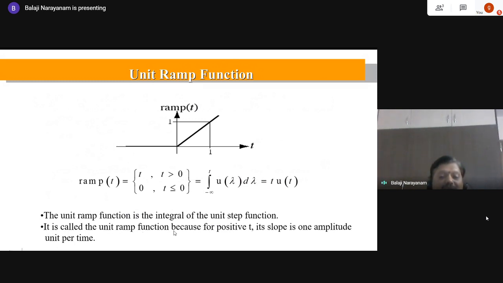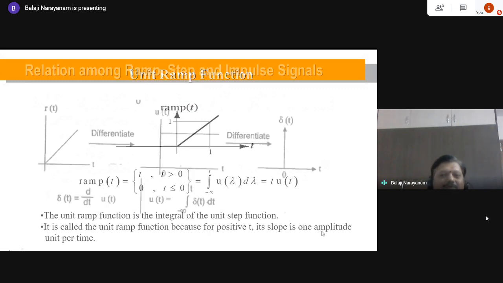It is called the unit ramp function because for positive t, its slope is 1 amplitude per unit time. What is the meaning of slope 1 amplitude per unit time? Slope is given by the y coordinate divided by the x coordinate. On the y coordinate we clearly have the amplitude, and on the x coordinate we have time, and hence we say amplitude per unit time is the slope. That's it. So it is very simple to understand.